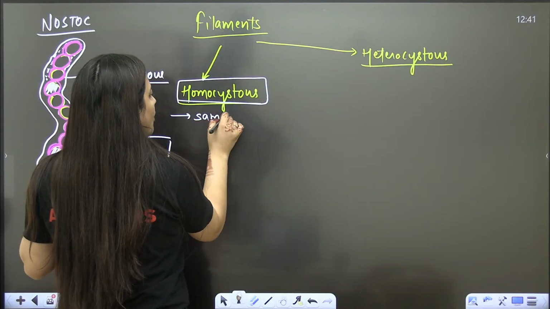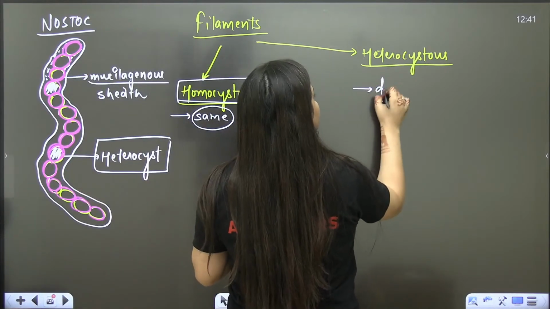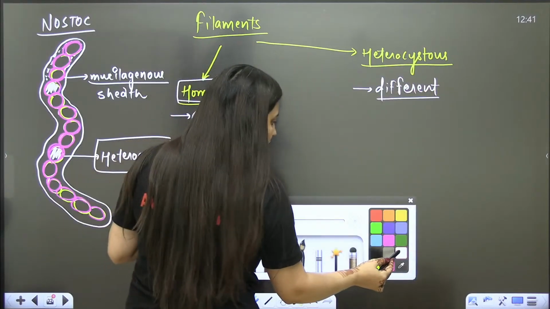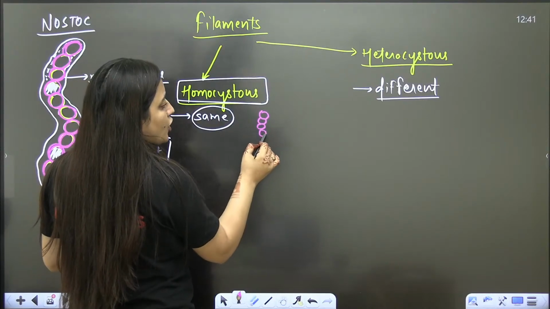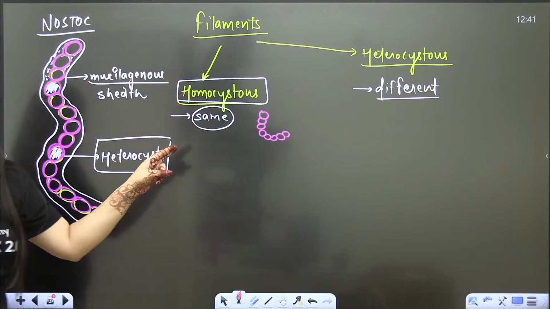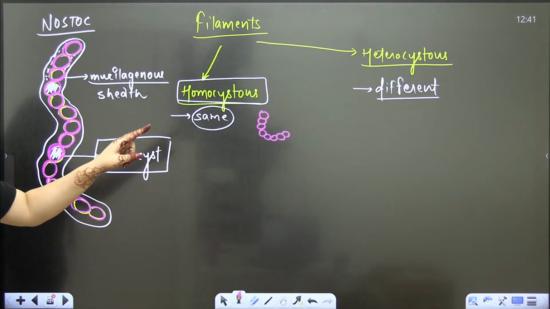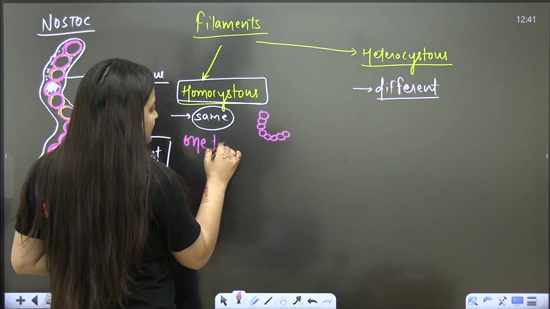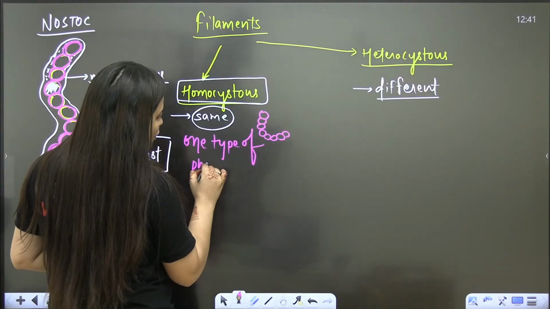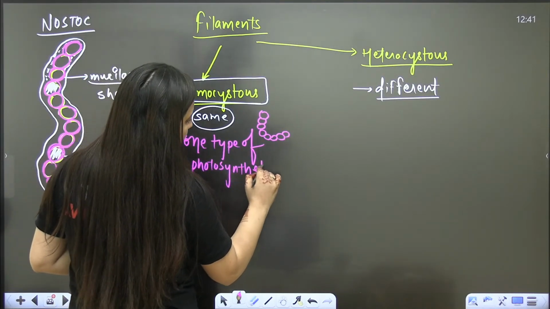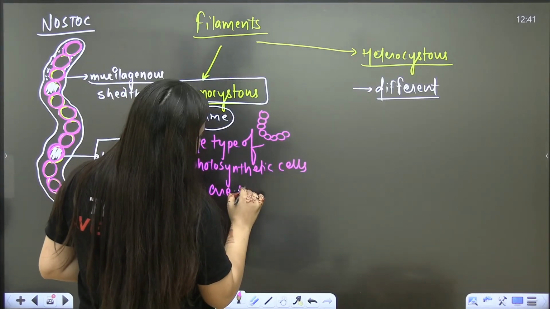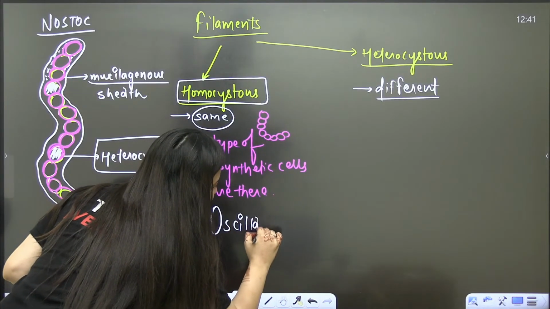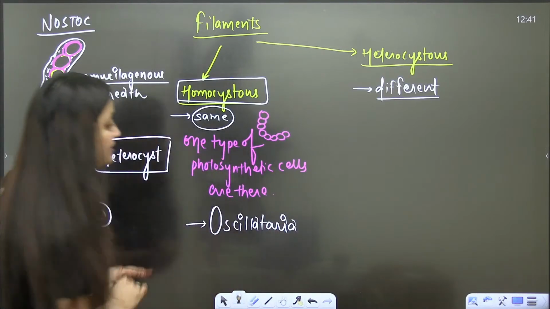Homo means same. Hetero means different, right? If all the cells are of the same type, then it is homocystous. One type of photosynthetic cells are there, right? The example is Oscillatoria, I think, right?